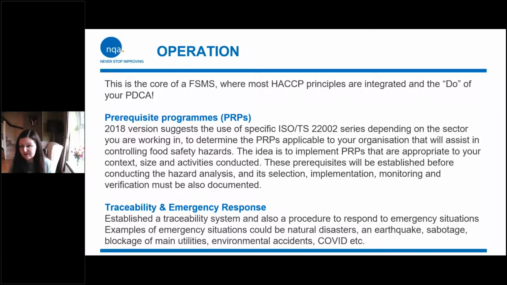So the operations section of the standard, this is the core of our 22,000 standards. This is our do of our Plan, Do, Check, Act. This incorporates our prerequisite programs. The ISO 22000 standard tells us that we should identify or consider our prerequisite programs in relation to ISO TS 22002. So there's a different part to each part of the food chain. If we don't use ISO 22000, TS 22000, are there customer requirements that we should be complying to? Regulatory requirements.